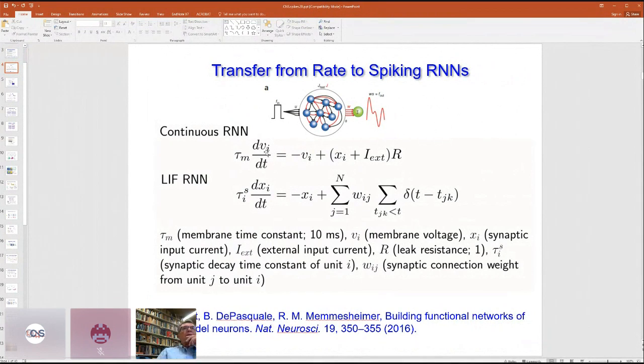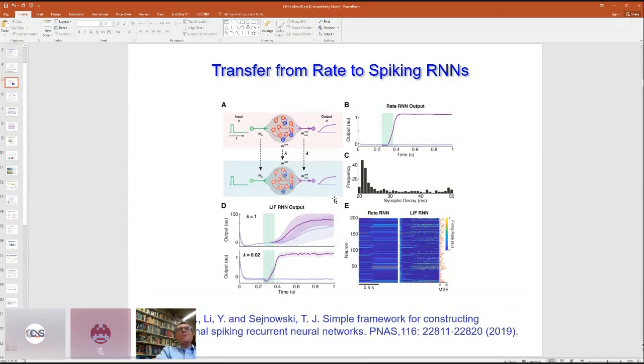So here's the traditional model where we have an input, so we have input connections, we have recurrent connections, and we have output connections. And you can train it to do an arbitrary input-output mapping. Now, what we're going to focus on here is to try to transfer one of these recurrent networks that was trained up on a particular task to a spiking network. And here's how we did it. This was published in PNAS in 2019.